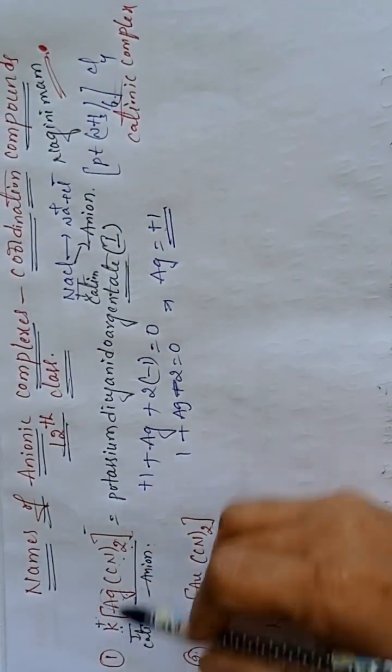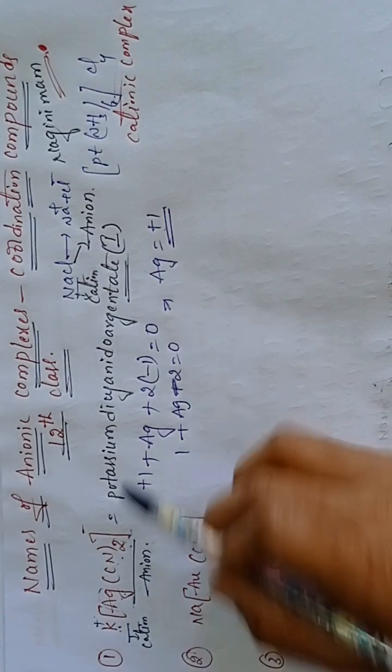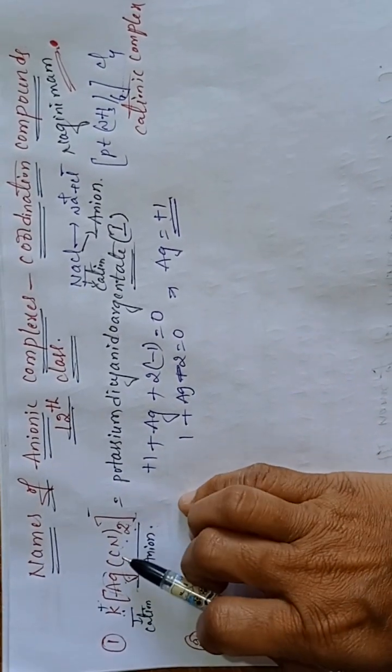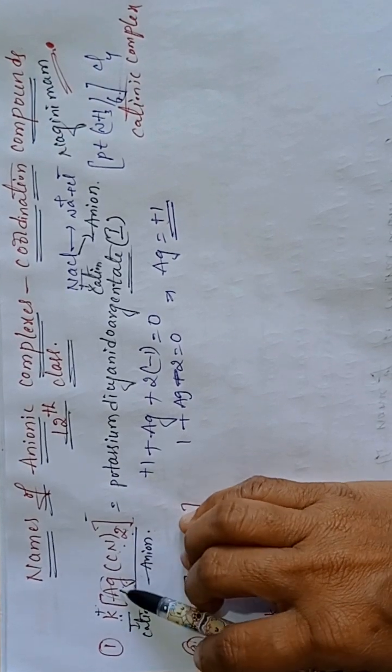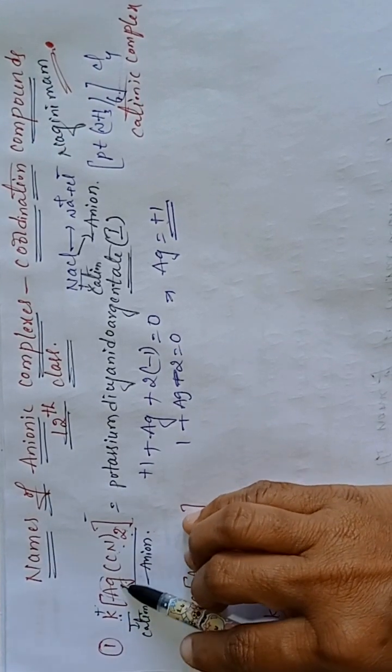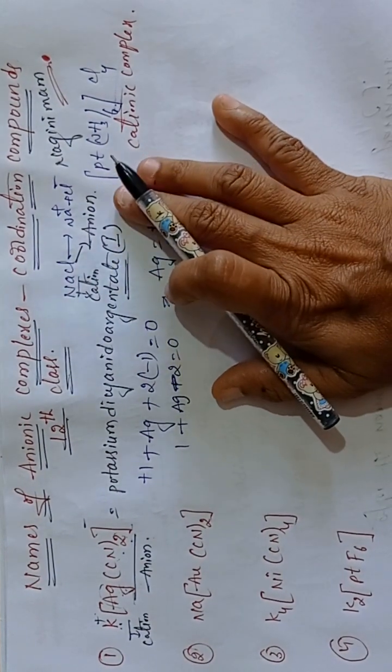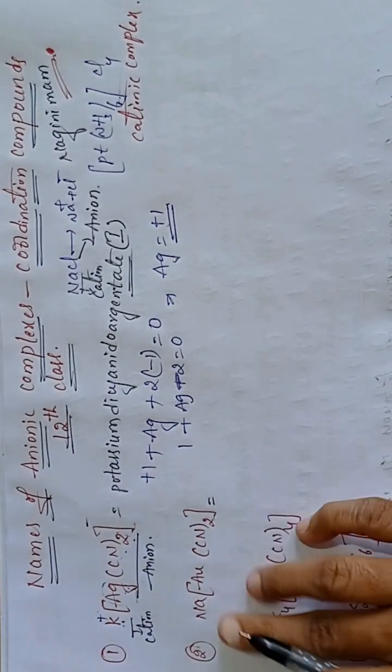Clear? First the cation name, potassium; next the number of ligands; next the name of the ligand; next the name of the central metal atom; next the oxidation number of the central metal atom. This is the order, students, when you're writing the name of the complex. Completed. Now see the second one.